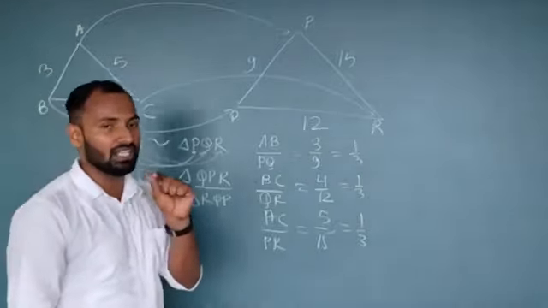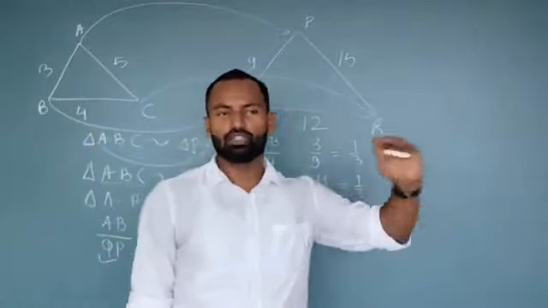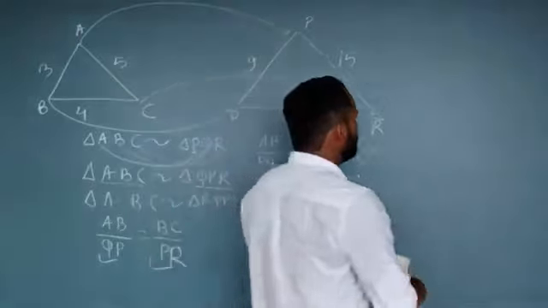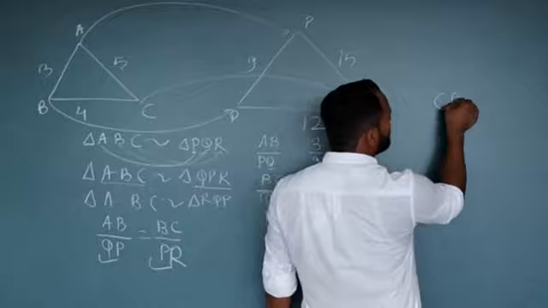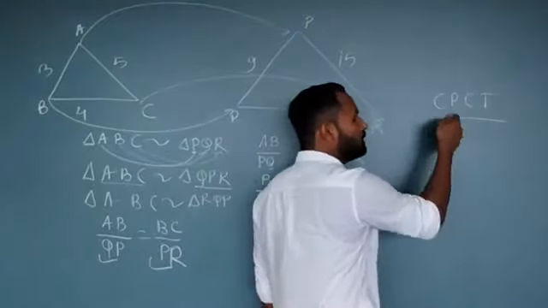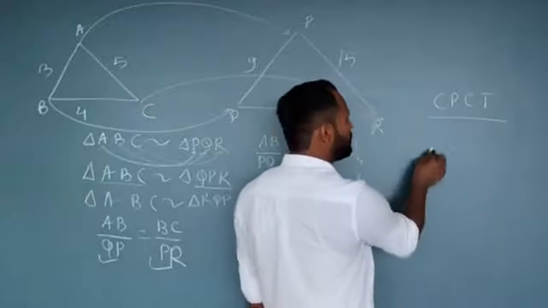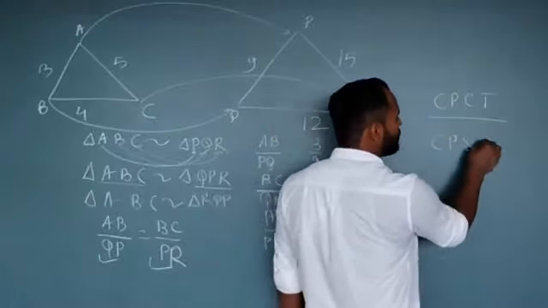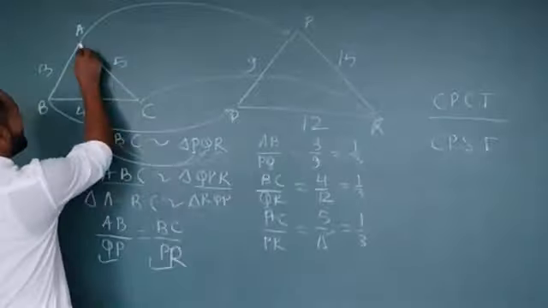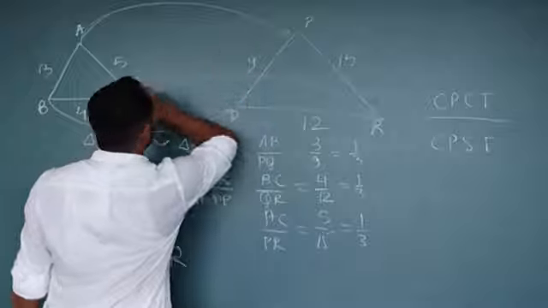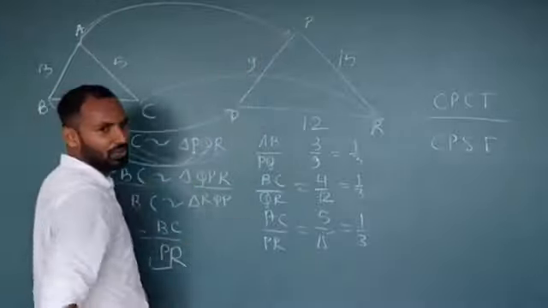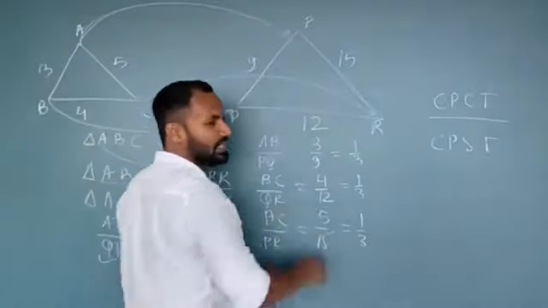You need to understand that sides should be proportional, so we have to write corresponding points. You have studied in class 9 about CPCT. What is CPCT? Corresponding part of a congruent triangle. Here we have to study CPST, corresponding part of a similar triangle. Like in this triangle, corresponding to A we have point P, corresponding to B we have point Q, and corresponding to C we have point R.